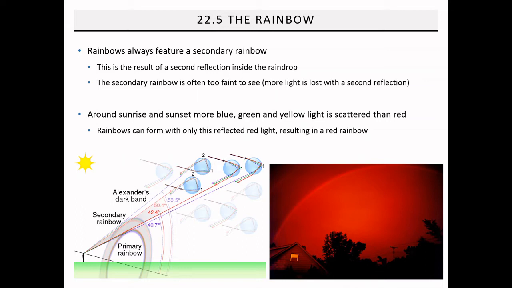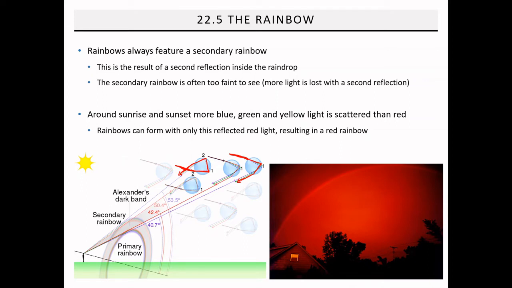The reason for this is a second type of reflection happening inside of the raindrop. That first very bright rainbow happens because of light that enters near the top of the raindrop, and then it reflects and exits near the bottom of the raindrop. The secondary rainbow is due to light that enters near the bottom of the raindrop. This light reflects twice inside of the raindrop, and then it exits again from the front.